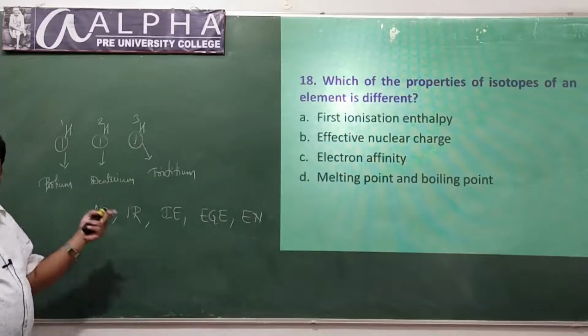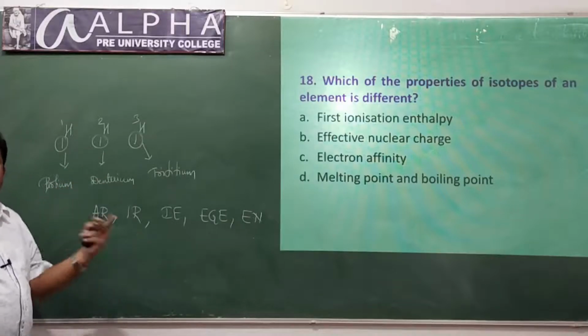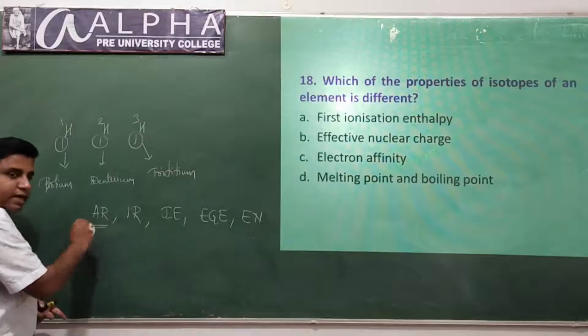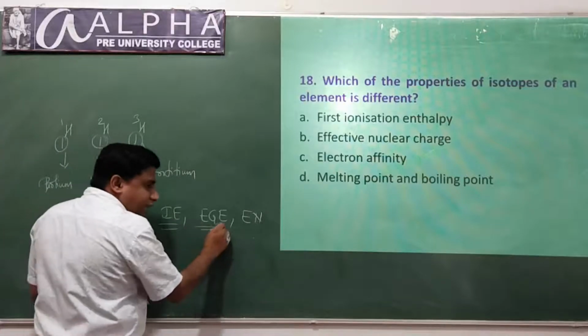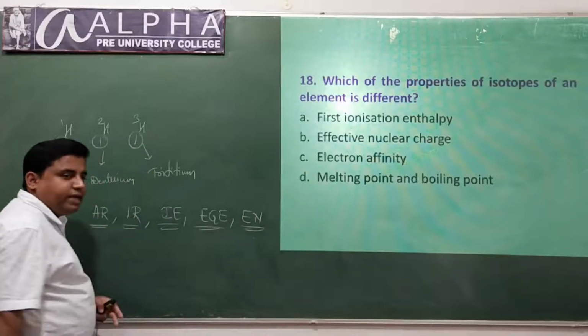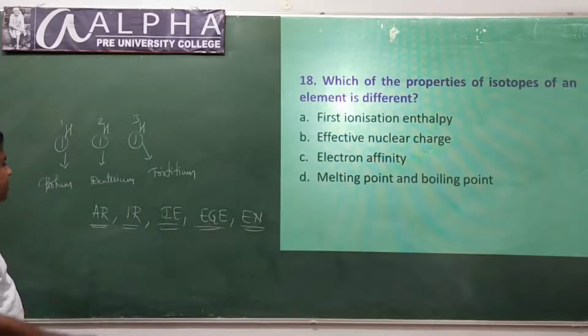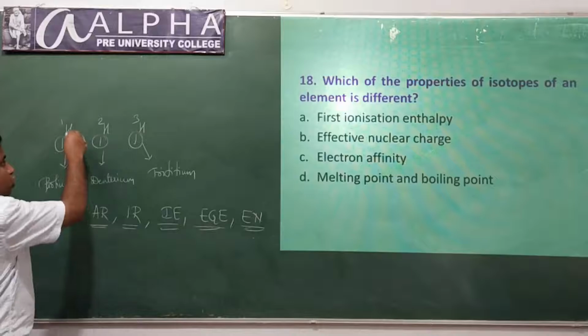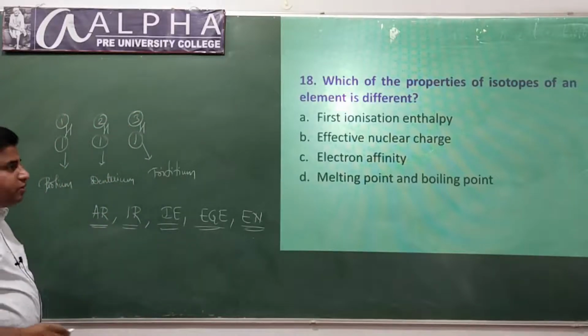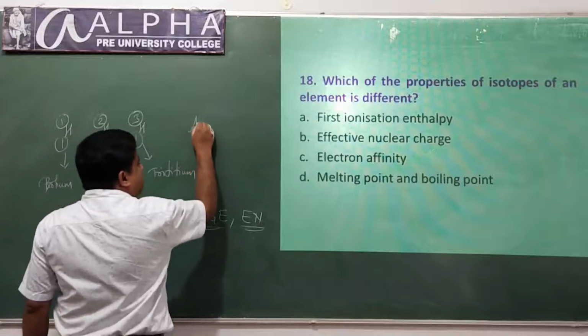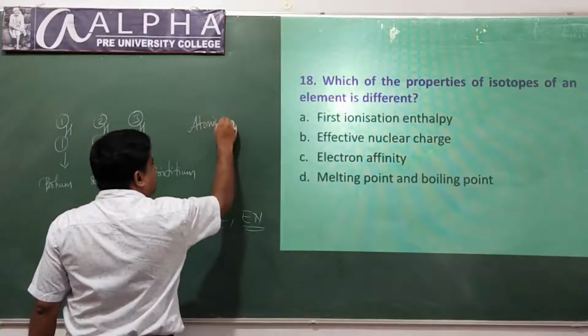Same atomic number means same number of electrons. Same number of electrons means same atomic radius, same ionic radius, same ionization enthalpy, same electron affinity, same electronegativity. Then what is different? Isotopes have different mass numbers, that means they have different atomic mass.